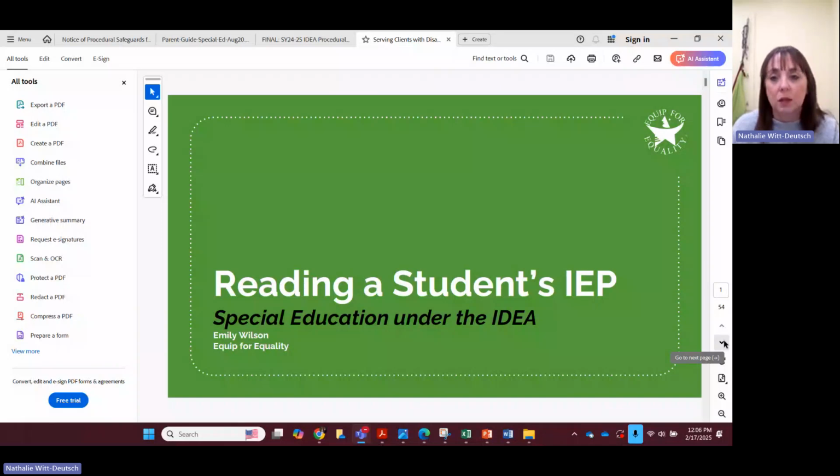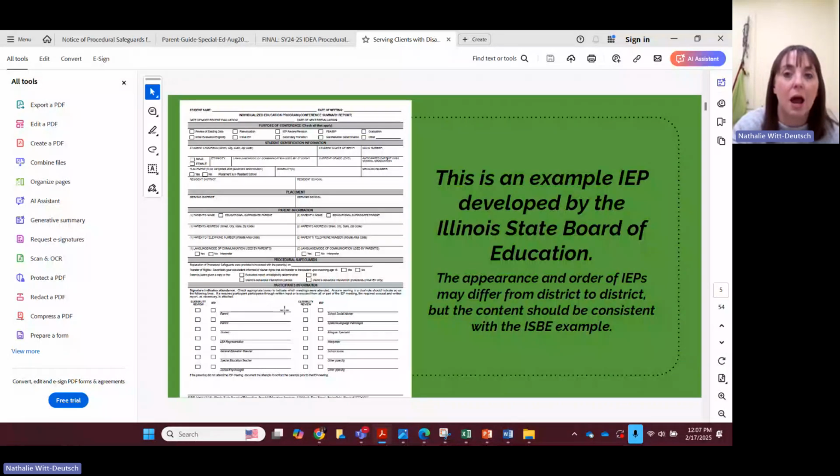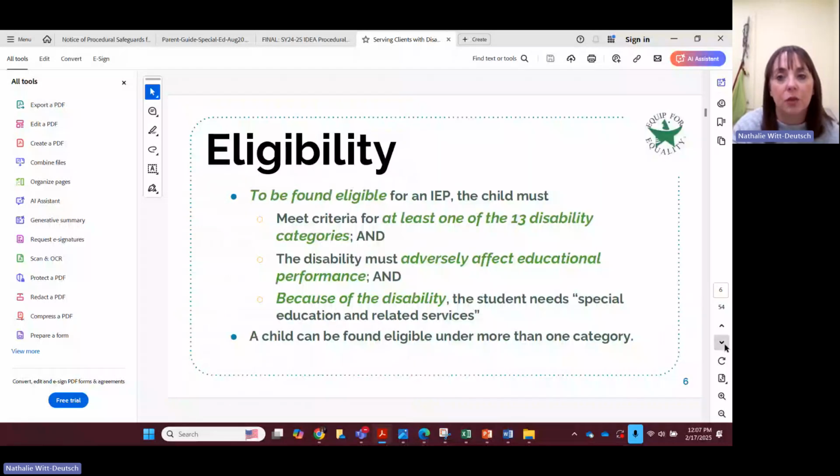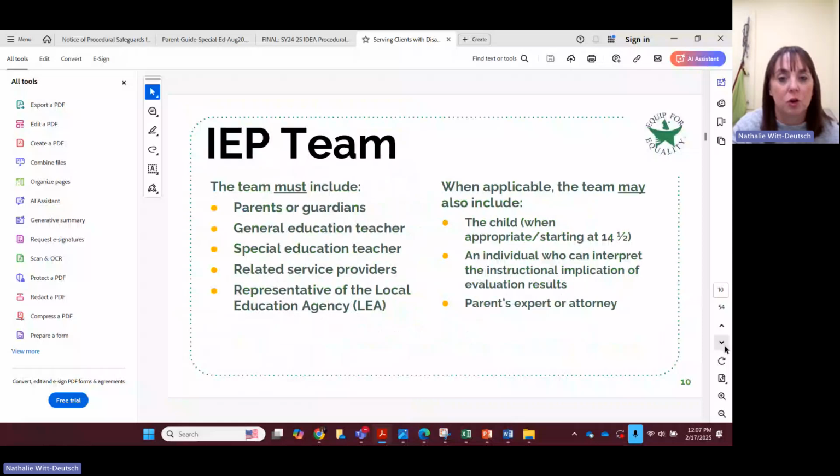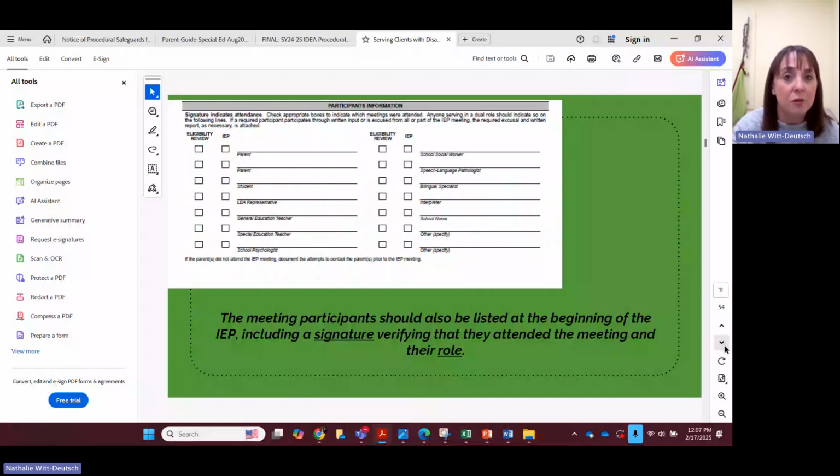But one thing is, the first page is basically the student's information, your information, and who is present. The information in the parent or participants' information is just who is present. By signing this, this does not mean that you agree or disagree to the IEP. It just means that you were present at the meeting to share your voice and your student's voice. I'll show you each section as to what that means and go into greater detail. So this is a good resource for you guys to have to go through each of the IEPs.